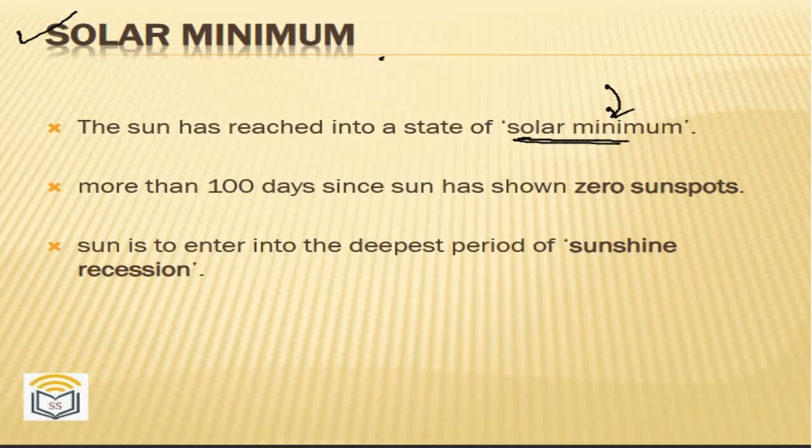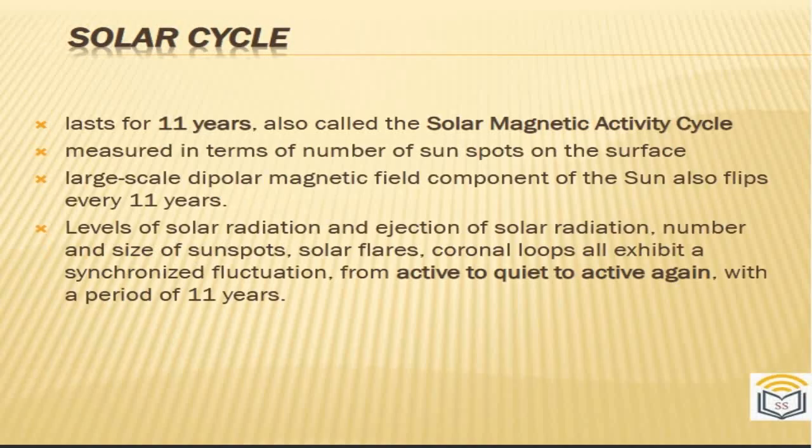It has been more than 100 days since the sun has shown 0 sunspots. So basically the sun is about to enter the deepest period of sunshine recession. Okay, so this is the context. Next we will see what the actual scenario is. Now, it is also a part of the solar cycle.